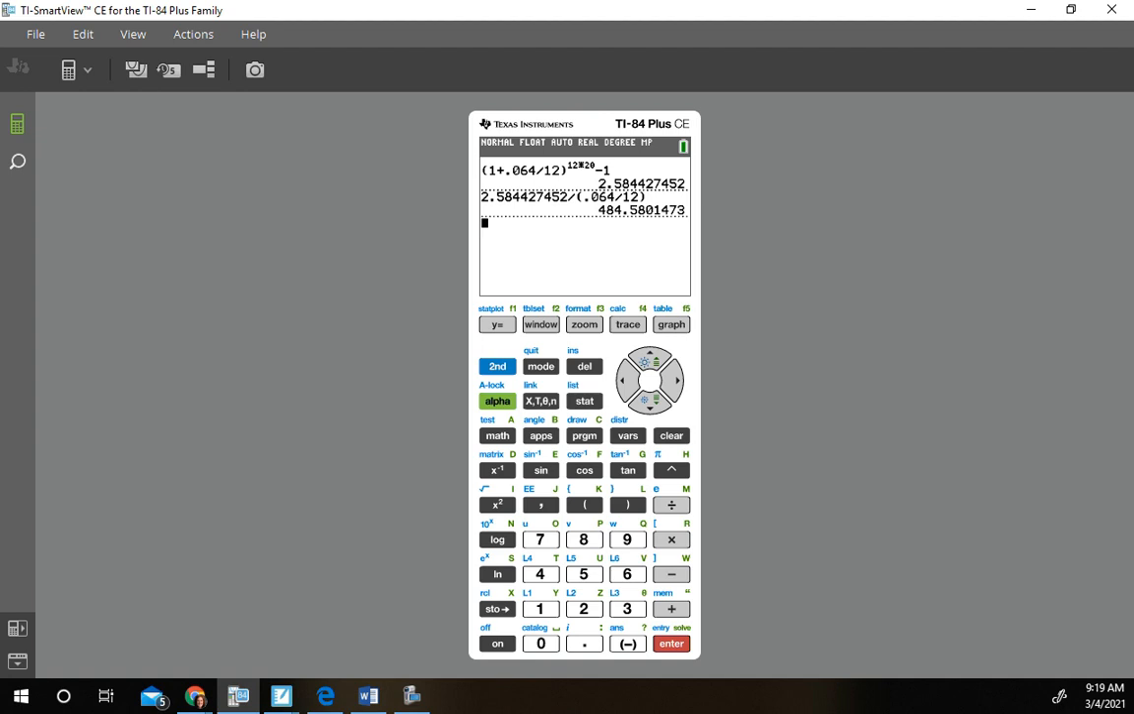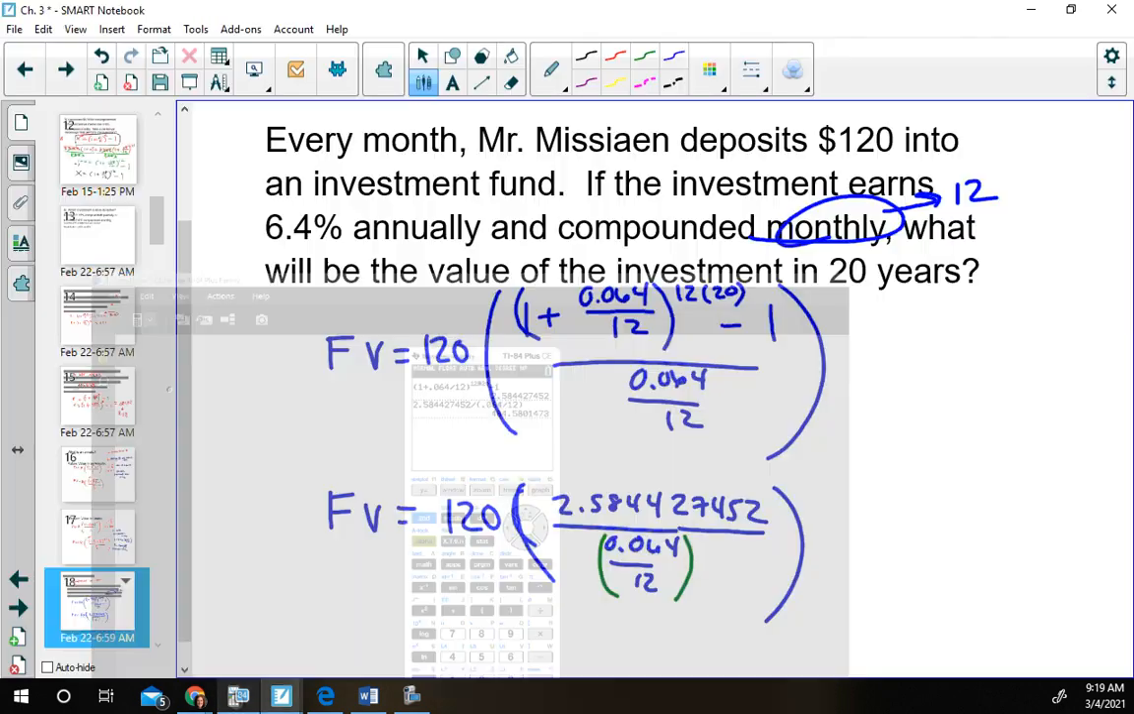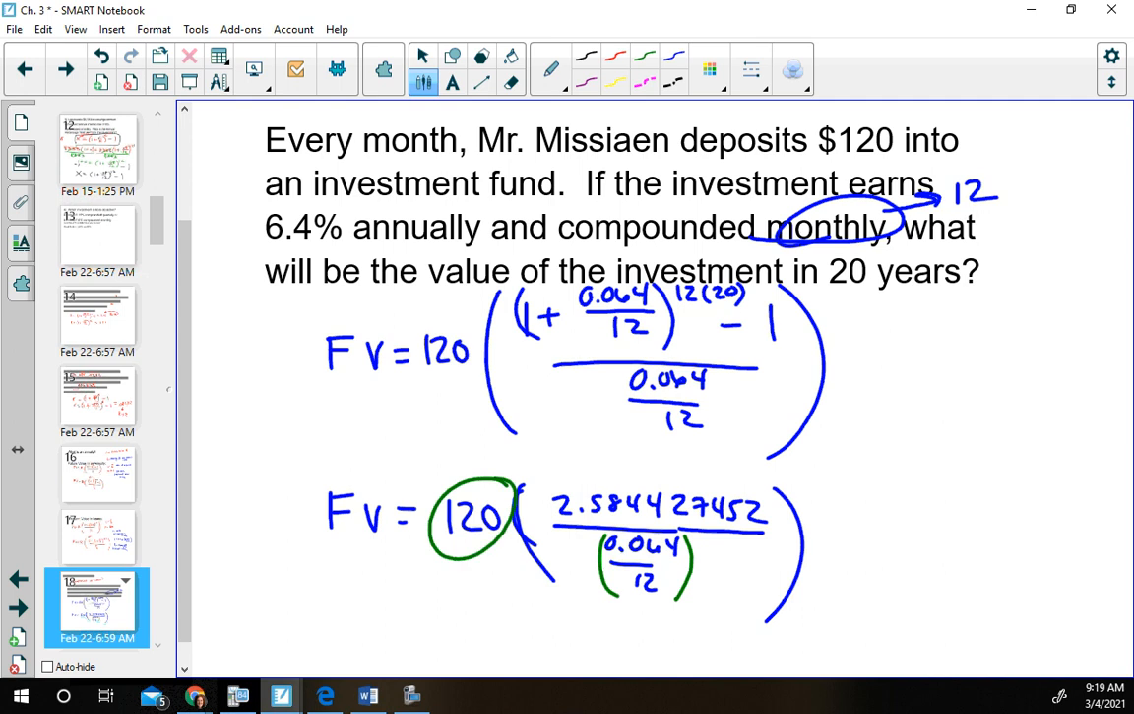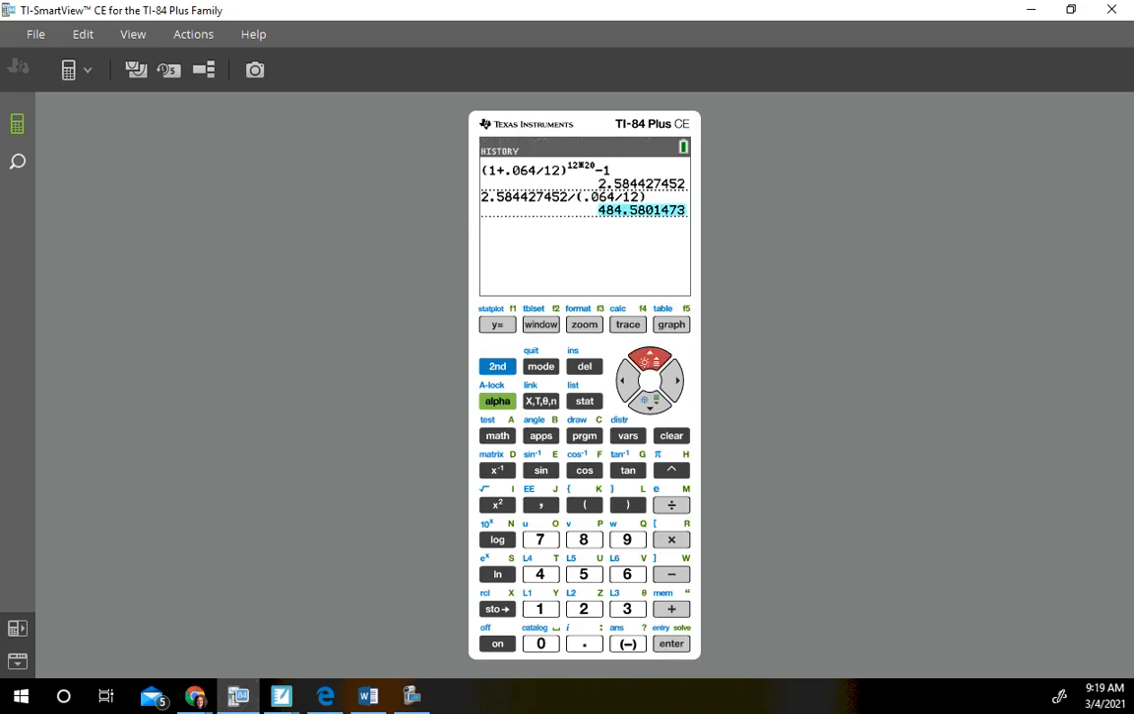Okay, so I have $484.58. And then the last step I have to do is times that by that 120. So I'm going to take that answer and I'm going to times by 120. Notice how much I'm not rounding, because when you round a ton in this, you lose money. Whether it's money you're trying to invest and gain at the end, or whether you're paying off a loan, you want to make sure that when you're putting money in, you're trying to pay it off as quick as possible. Otherwise, you're having a lot of interest on it.